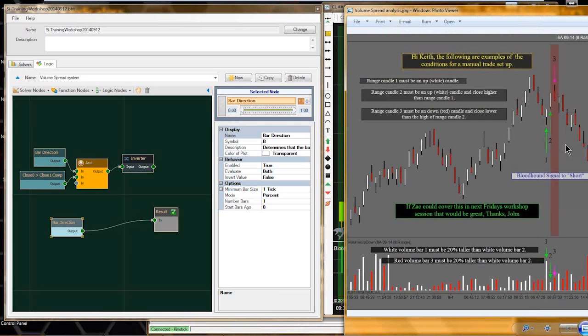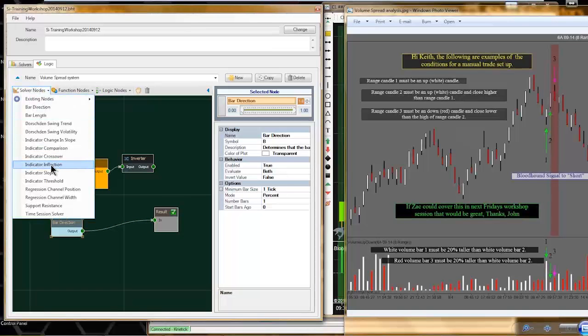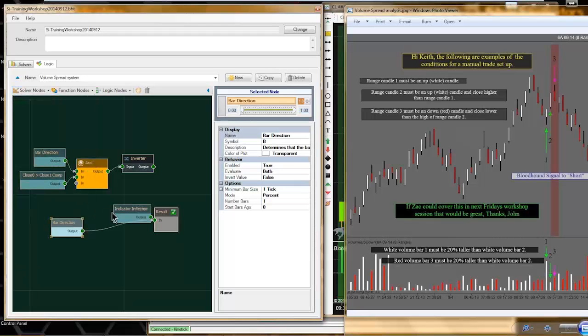And we also need to make sure that the close is lower than essentially the high of the range bar 2, or the close. Because this is a range bar, it's actually going to be the closing price. So the high of a range bar is the same as the closing price when it's an up bar. So essentially we're looking for price to reverse on this. So I'm going to take the easy road, and I'm going to use the inflection solver here.